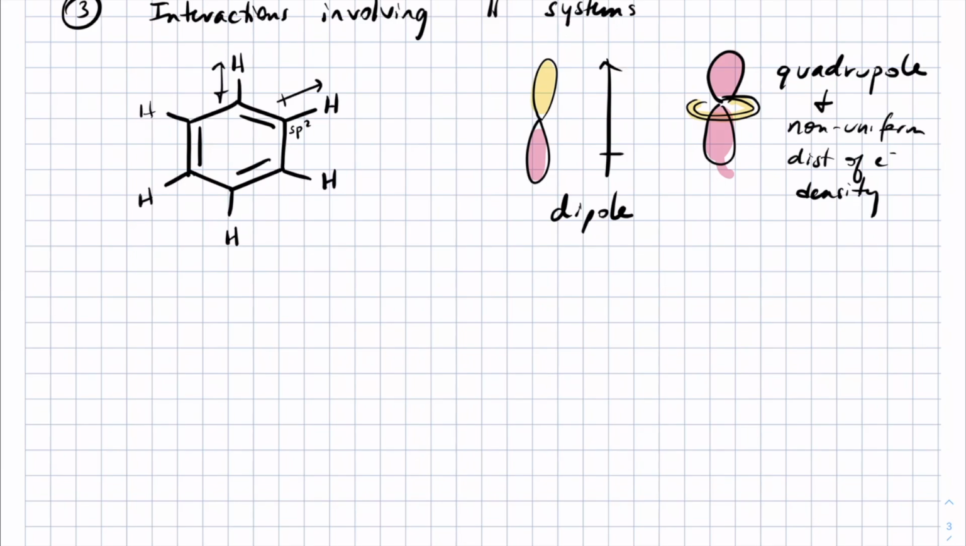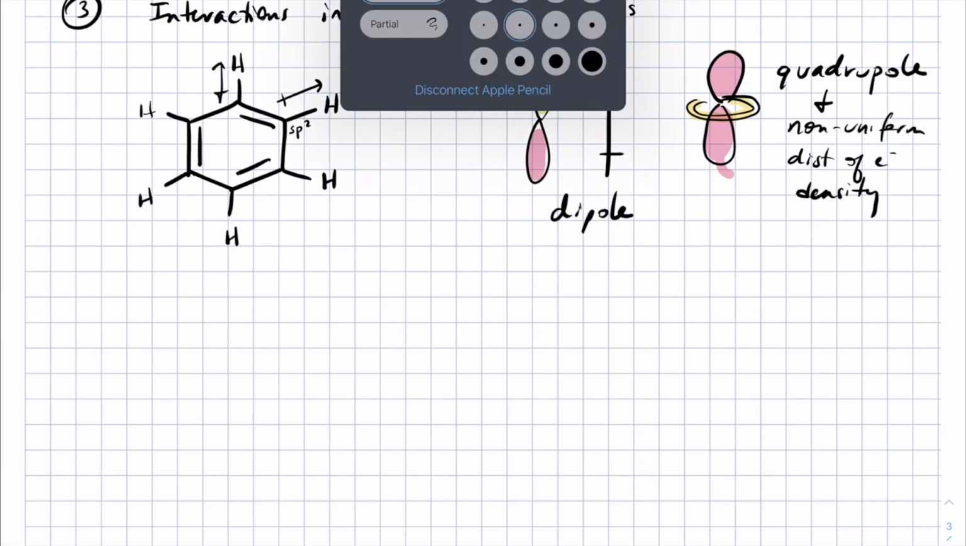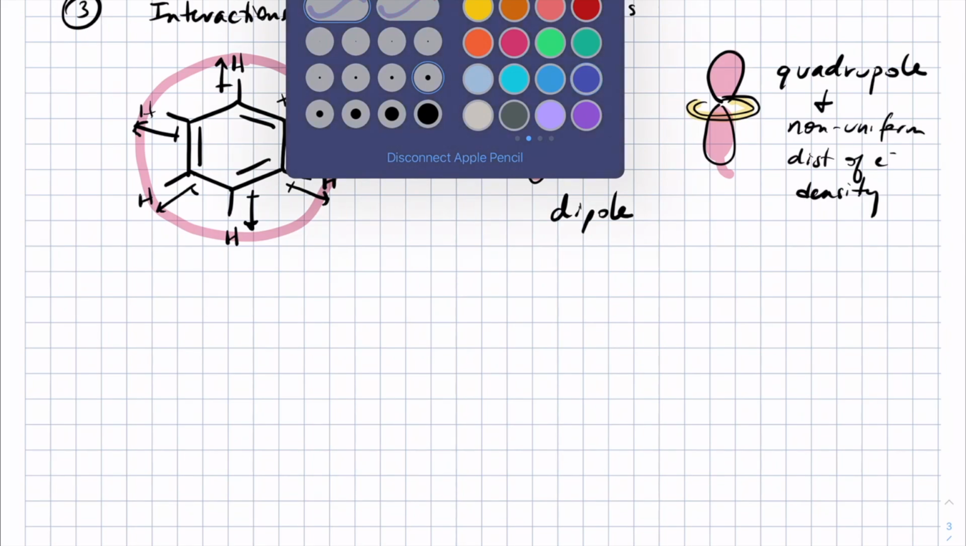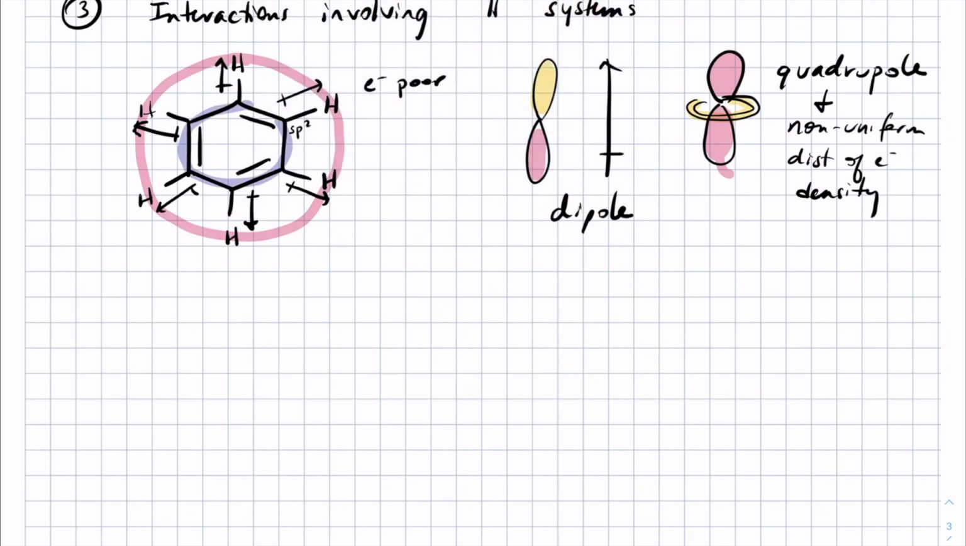Okay. All right. So imagine sp2 hybridized carbons are more electronegative than hydrogens. And what that means is that the hydrogens around the ring are electron poor, and the carbons within the ring are electron rich.